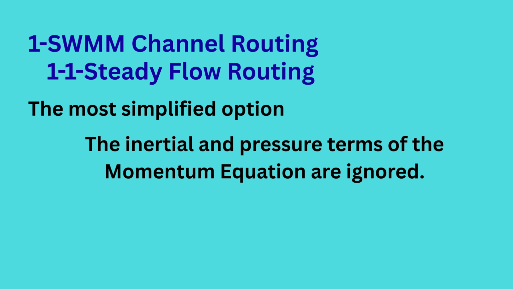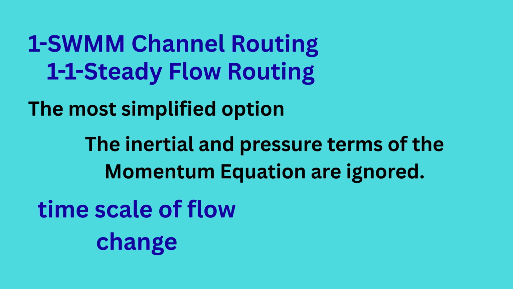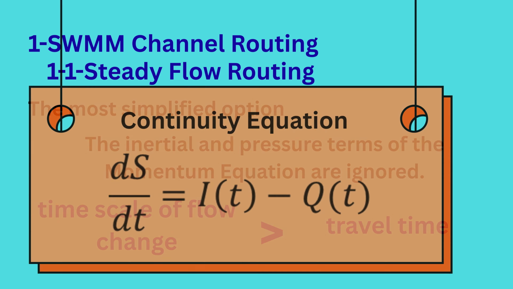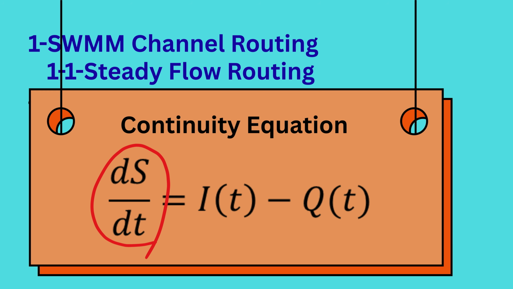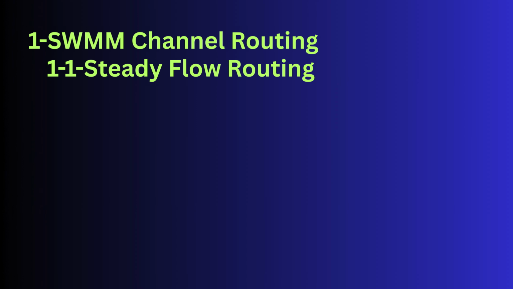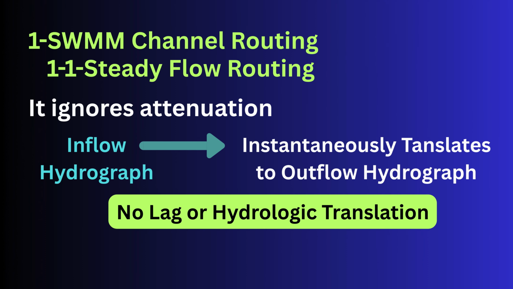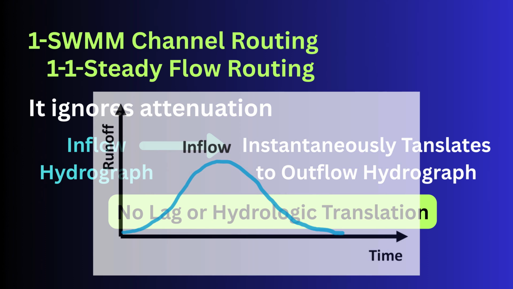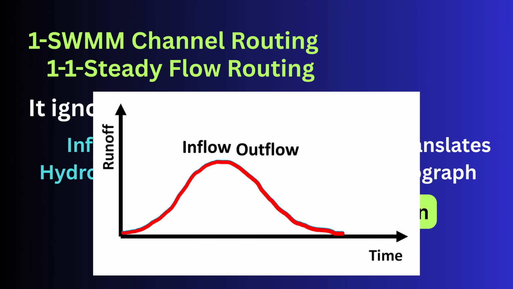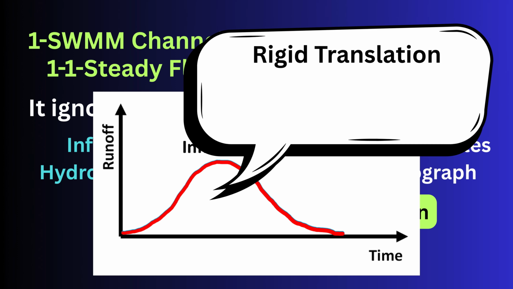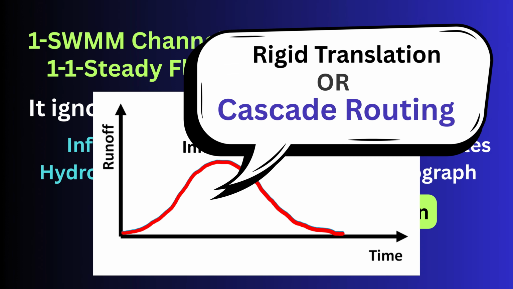The other governing assumption is that the time scale of flow changes is sufficiently large relative to the travel time through the conduit. This means the storage term dS/dt in the continuity equation can be ignored for routing. Therefore, it inherently ignores the attenuation of the flood wave. The inflow hydrograph entering the upstream node of a conduit is instantaneously translated to the downstream node without any change in shape, magnitude, or timing, provided the conduit has sufficient capacity to convey the flow. Fundamentally, this is a rigid translation method often described in the literature as cascade routing.